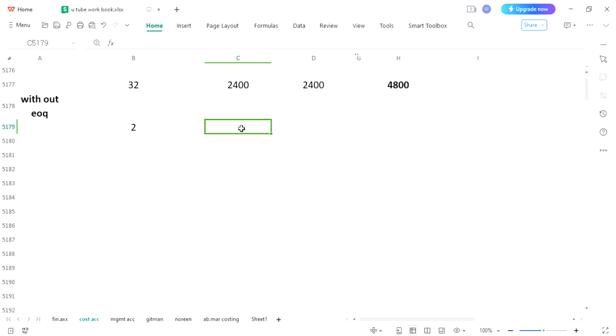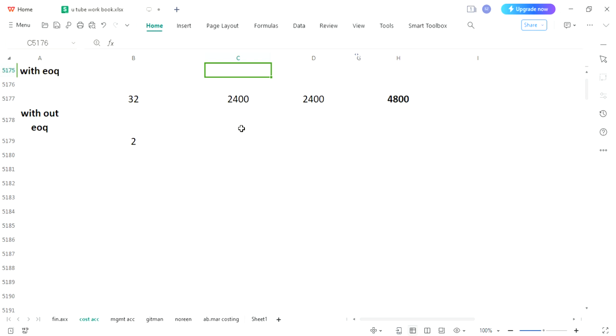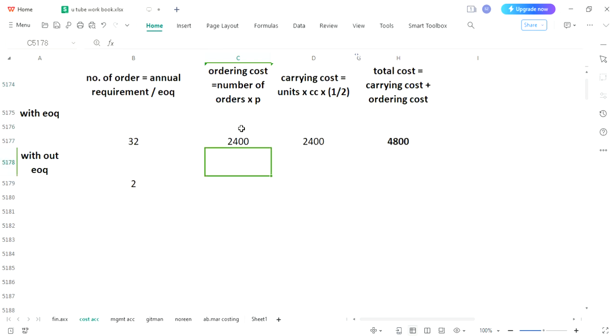And now you will calculate the ordering cost. For that purpose, number of orders would be multiplied with cost of place an order, and here you have done for economic order quantity. P is 75, cost of place an order. So in similar way, number of orders here are 2 and you will multiply it with 75, cost of place an order. With this you will calculate your total ordering cost when you are not considering economic order quantity. Without economic order quantity, your ordering cost is 150.